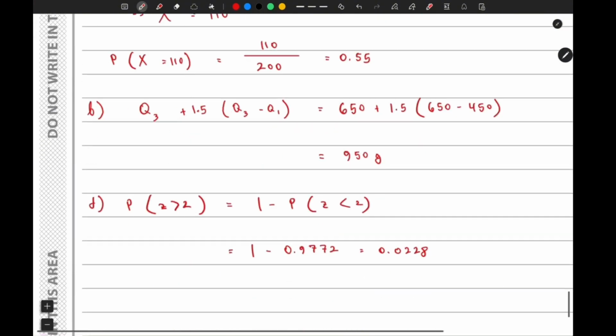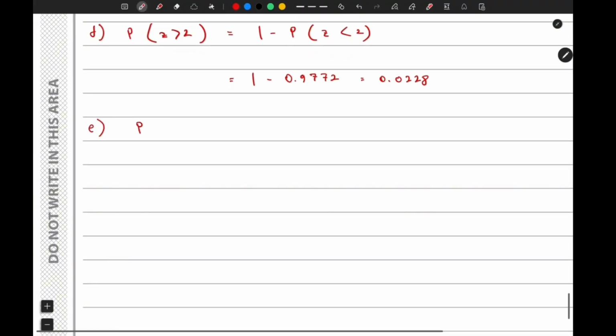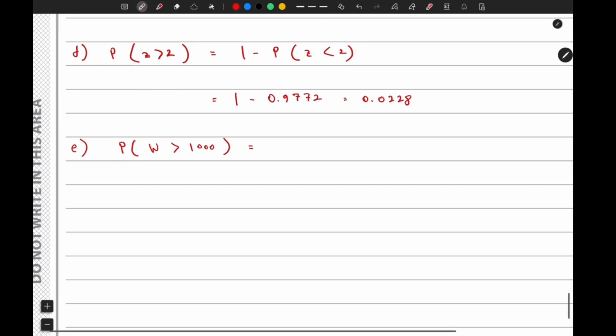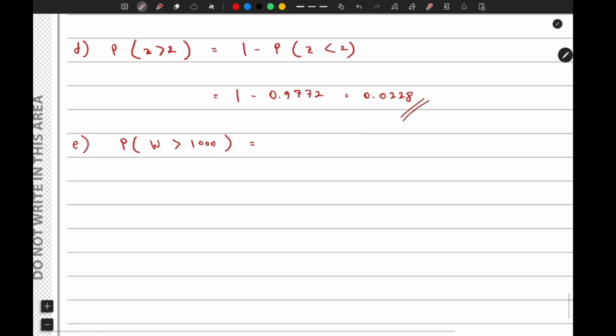So basically the probability of W to be greater than 1000 is, so if W is greater than 1000, this is an outlier, and we know that the probability of an outlier, which is the maximum outlier, is 0.0228. But this is for the value of Z. But the value of W will be the same since we're talking about the probability. So it's 0.0228. Now we need to convert this value to Z.